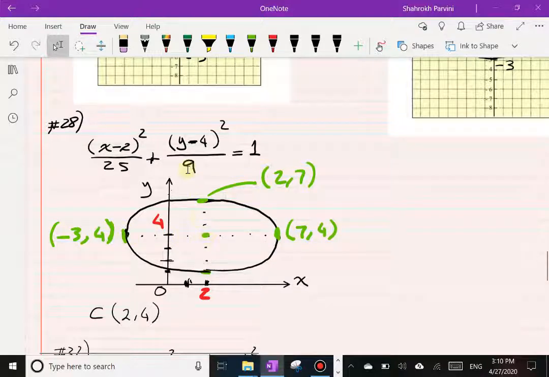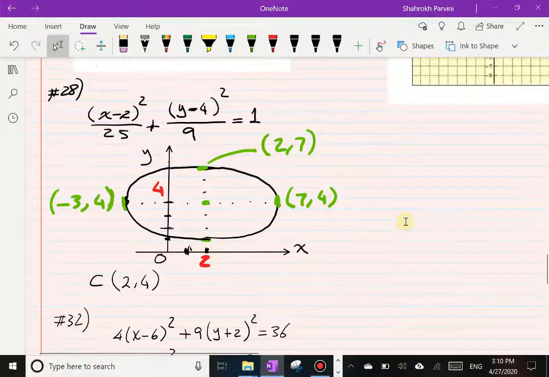And then the square root of 9 is 3. So you're going to go up 1, 2, 3, up 3, and then down 1, 2, 3. And again, these will be the outlines of the points on the ellipse. And we can just draw that ellipse through the 4 points as you see it.